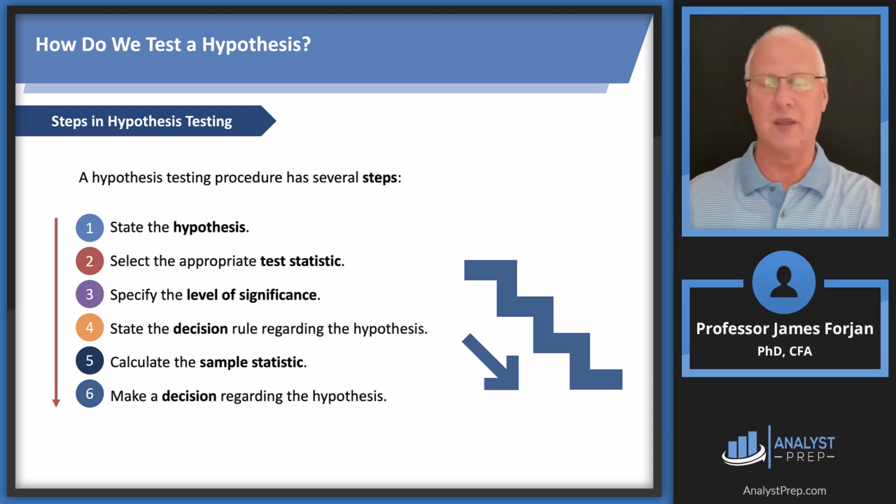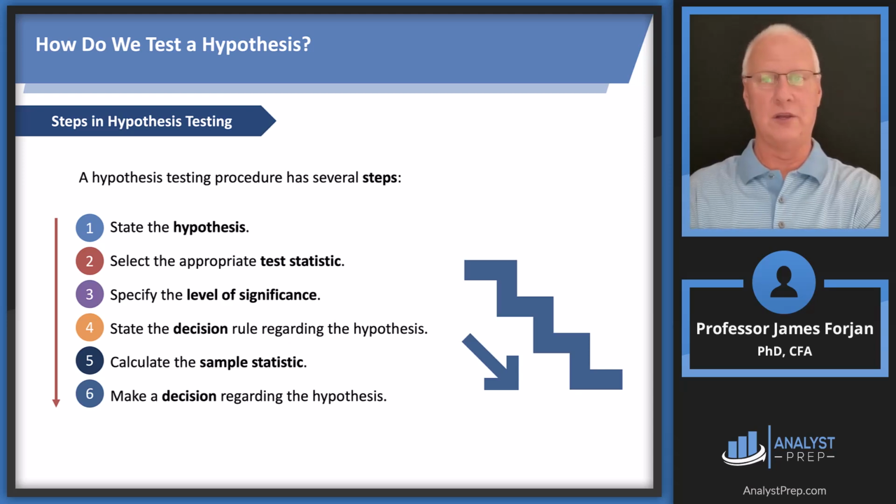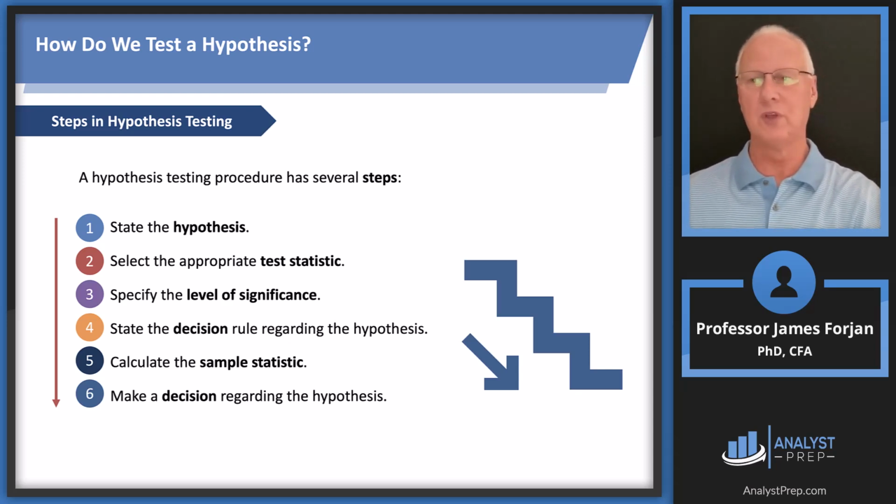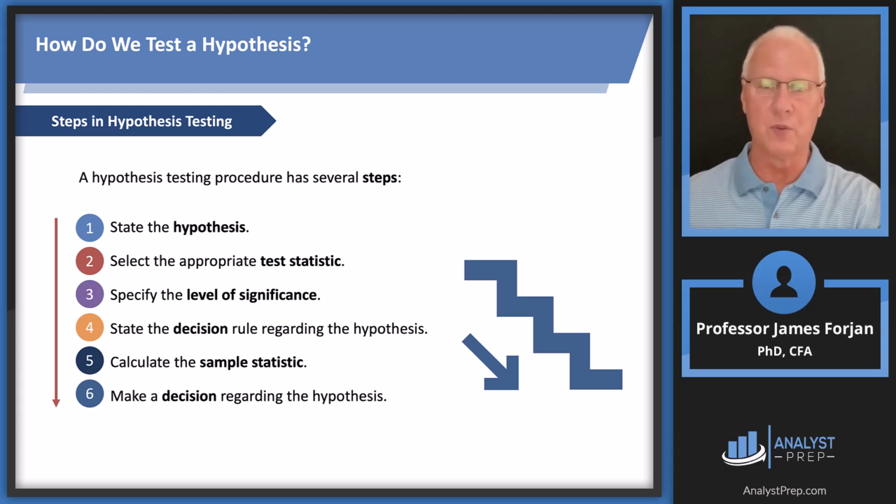Then we'll calculate the sample statistic. Maybe we'll go out and collect that data on that individual stock and look at daily returns or weekly returns or monthly returns. Or we can look at Michael Jordan's points per game or steals per game or any of those kind of sample statistics, and then we'll make our final decision. So that's pretty much the process of how we conduct a hypothesis test.